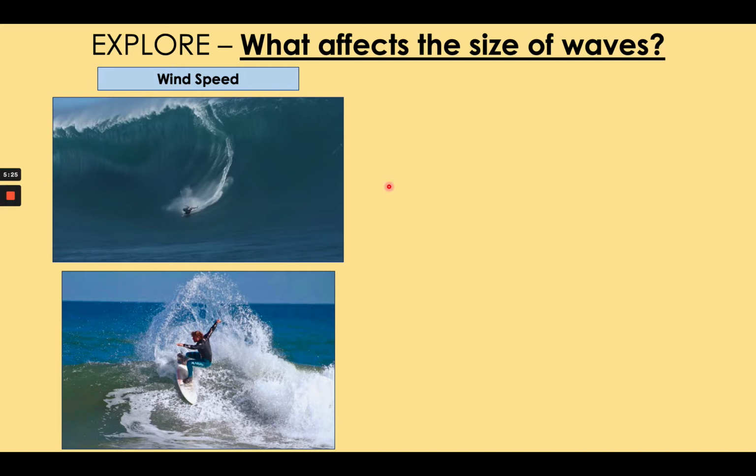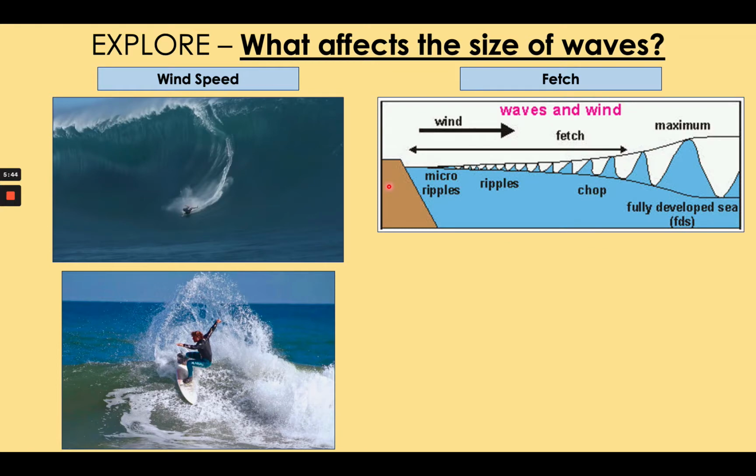However, it's not just the strength of the wind that decides how large the waves are, it's also how far the wind travels over the sea. And we call this the fetch. The fetch means the distance that wind travels over the sea, and it explains why some waves are bigger than others.